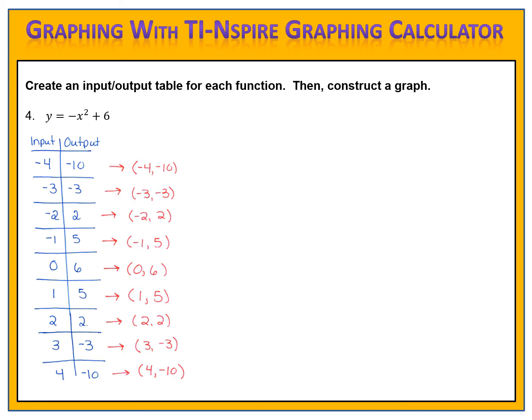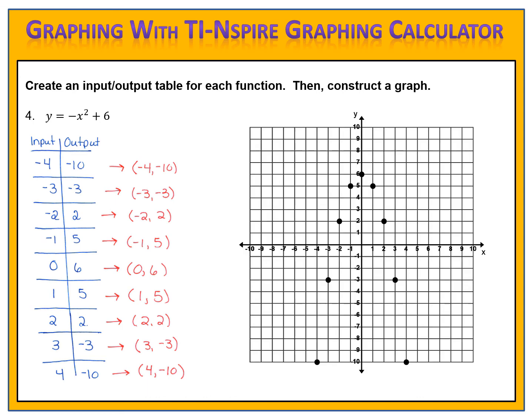Let's see how you did. Here are the ordered pairs: (-4, -10), (-3, -3), (-2, 2), (-1, 5), (0, 6), (1, 5), (2, 2), (3, -3), and (4, -10). Now you plotted the points on the graph. They should look like this right here. Is that what your graph looks like?